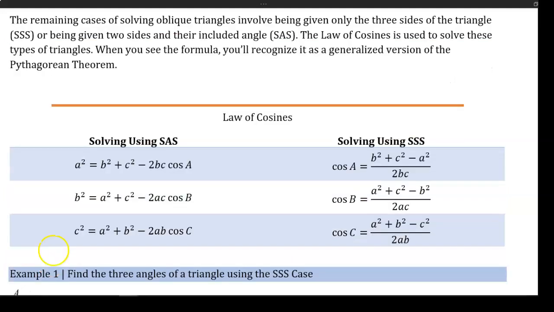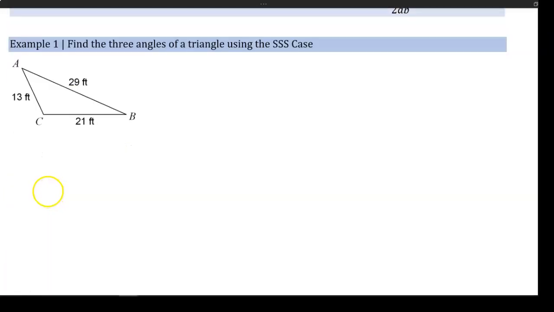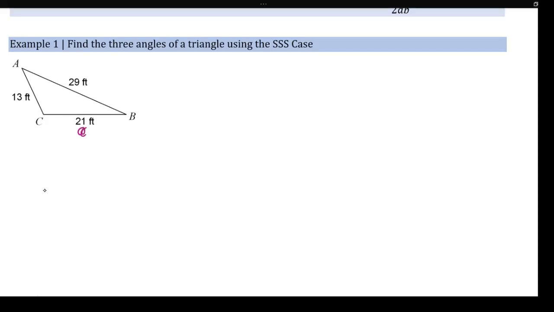In our first example, we have to find the three angles of a triangle using the SSS case. So side A is 21, side B is 13, and side C is 29. When we're doing the law of cosines with the side, side, side case, the first thing that we do is solve for the largest angle. In that case, that's going to be angle C.